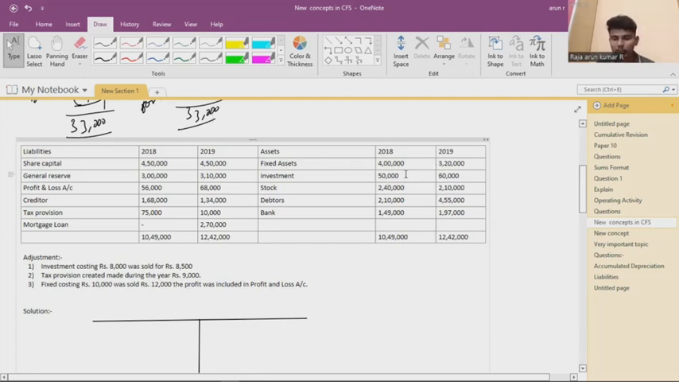Investment activity. Investment is a fixed asset, so it will come in the investment activity. An increase in investment activity means outflow of cash, so we reduce it. A decrease in investment means inflow of cash. Then stock and debtors are current assets. When a current asset decreases, we add it. When it increases, we less it.